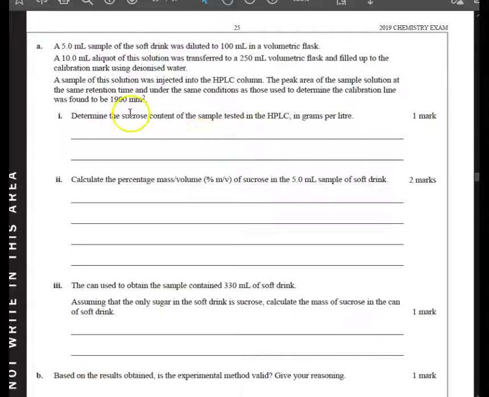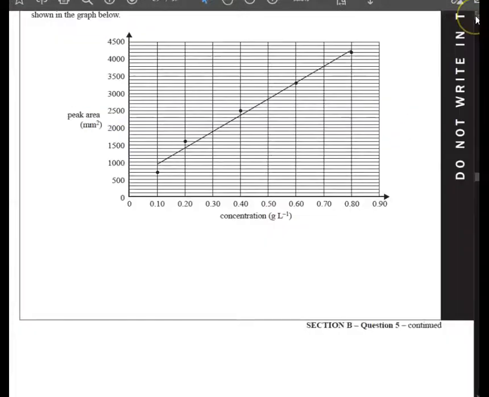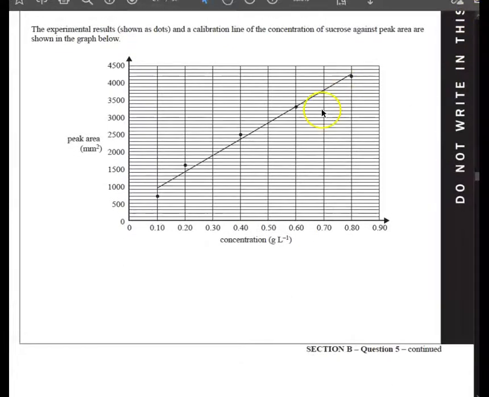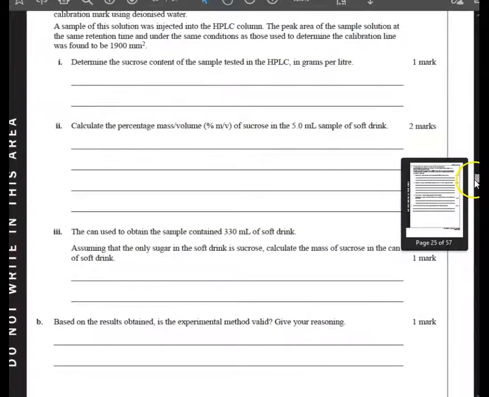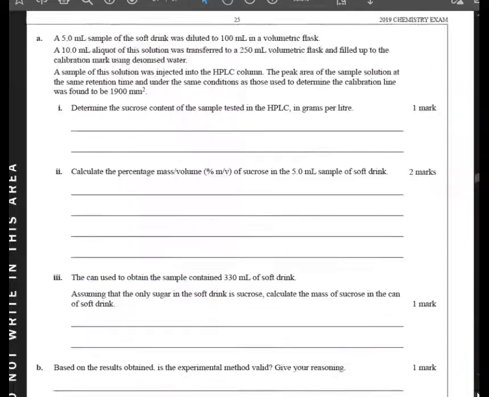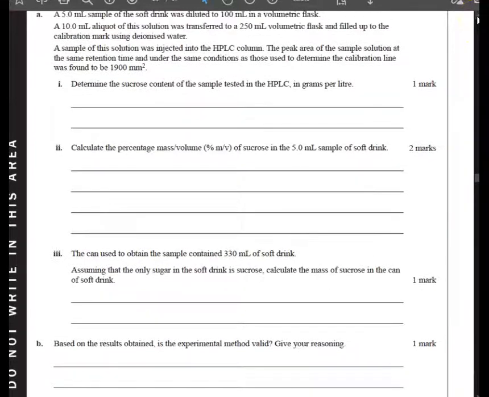If you look up 1900, your peak area, this is the most horrible graph because there's no kind of divisions. So you go up to the first 500, so 1, 2, 3, 4, 5, 6, 7, 8, 9, 10, 11, 12, 13, 14, 15, 16, 17, 18, 19. So here, if you go across, use a ruler, you need a ruler, and then go down and you'll find that it's 0.3 grams per litre. Alright, so the first question's easy.